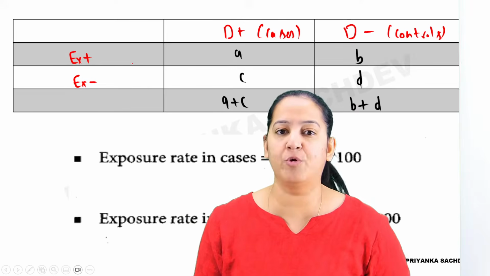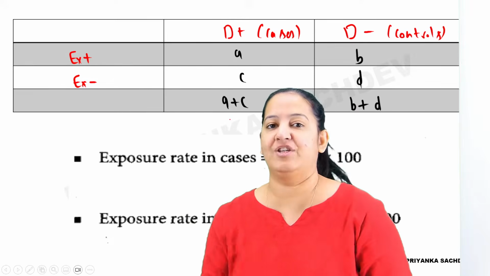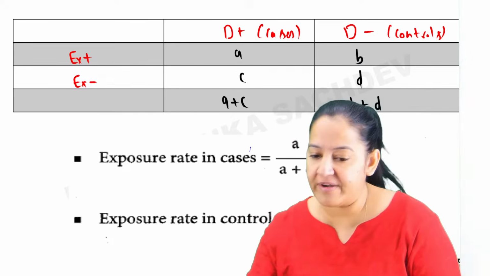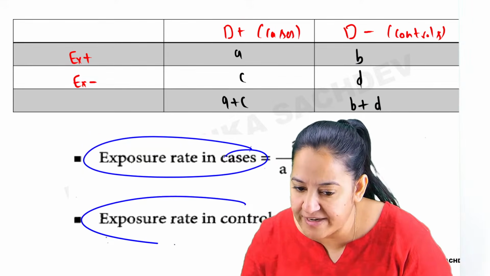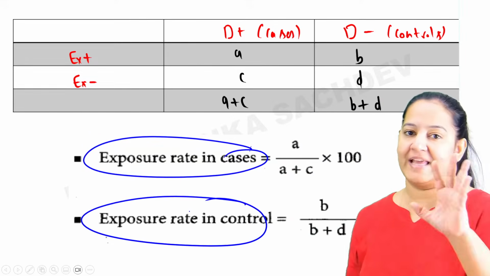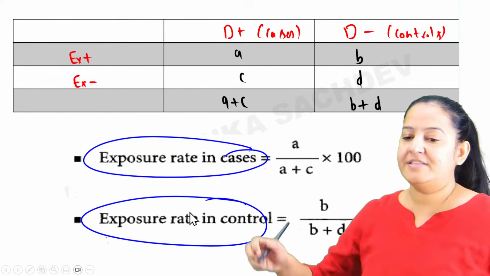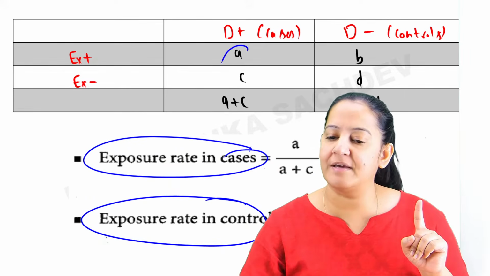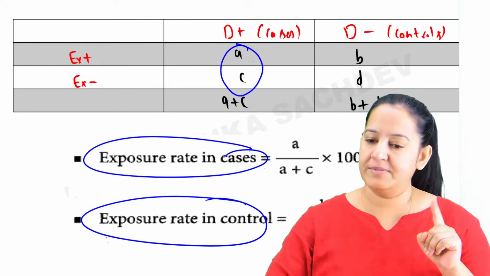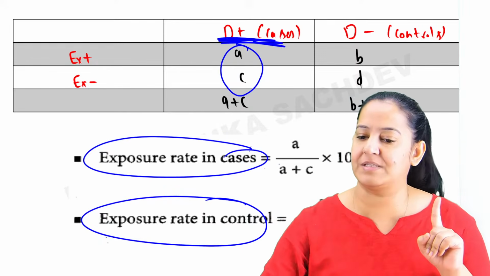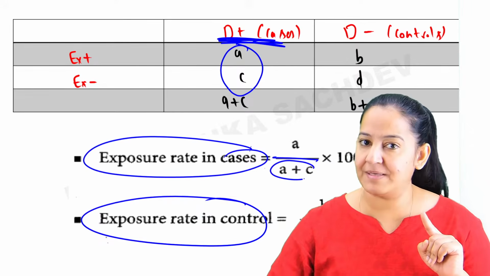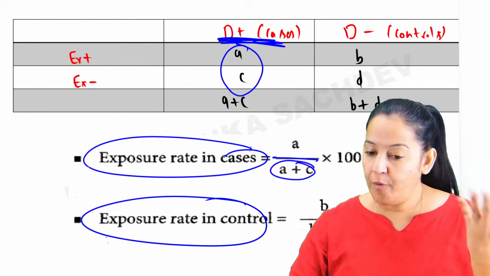So first calculate the exposure rate. How to calculate the exposure rate? Now please, you can do the calculation. Tell me the exposure rate among cases and exposure rate among controls. Tell me how many total cases there are. Have a look at the table above. Can you see the table? Total cases is A plus C. Cases are the persons in which disease is present. So out of A plus C, how many are exposed?